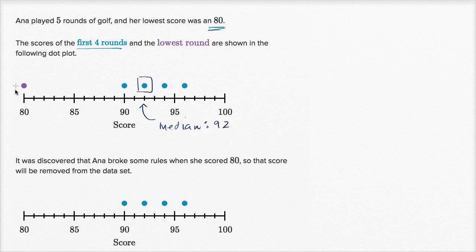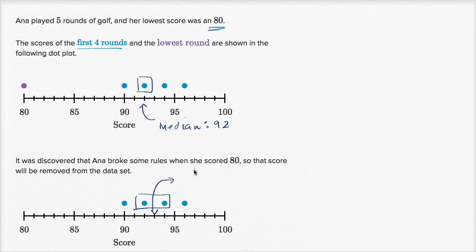And what's the median once you remove this? Now you only have 4 data points. When you're trying to find the median of an even number of numbers, you look at the middle 2 numbers. So that's a 92 and a 94. And then you take the average of them. You go halfway between them to figure out the median. The median over here is going to be halfway between 92 and 94, which is 93.